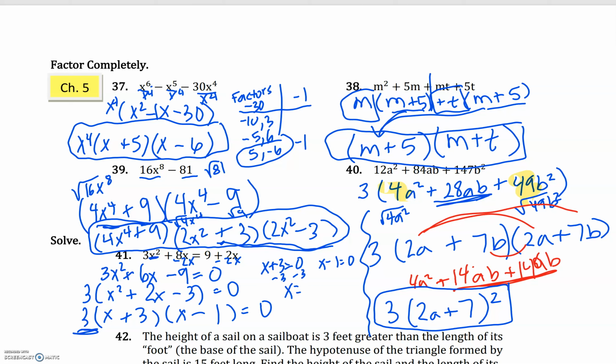So, I'll solve for x. x equals -3. My other answer is x equals 1. Those are my two solutions for number 41. And if you want to check, you can always plug it back into the original polynomial, just like regular equations.